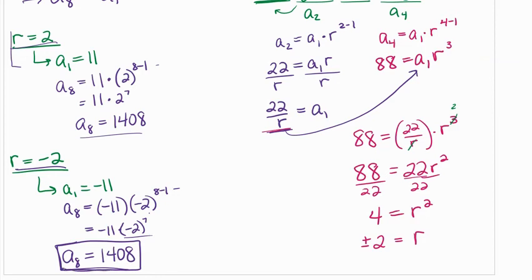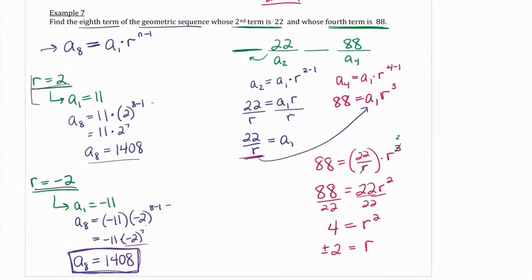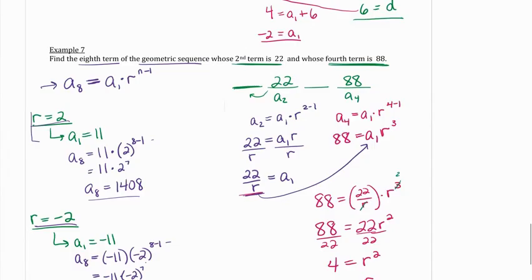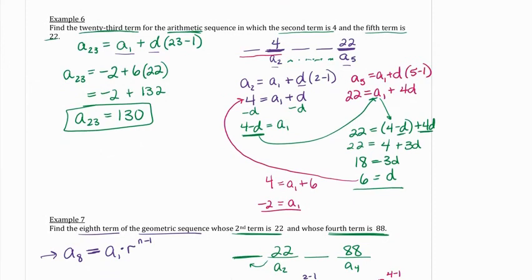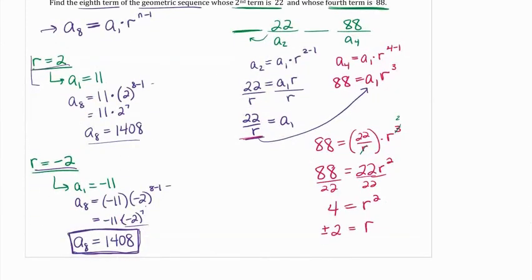Sometimes you're going to have just one possibility. Other times you might find out that there are actually two possibilities for the eighth term, and that's totally fine. Okay, so be careful with those. All right, so those are a little bit tougher with the systems. The arithmetic is not too bad. The geometric's a little bit harder.